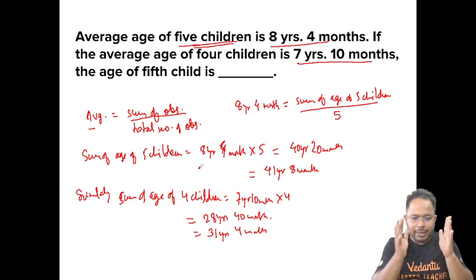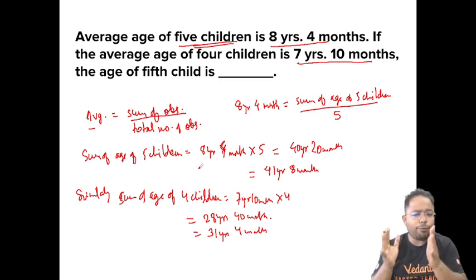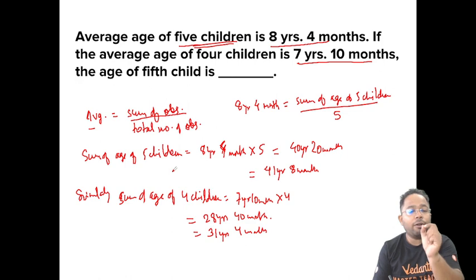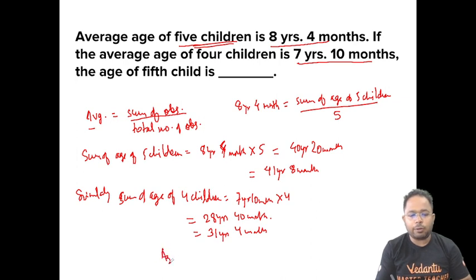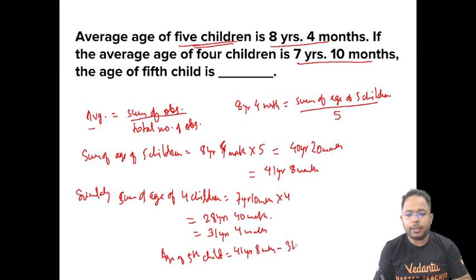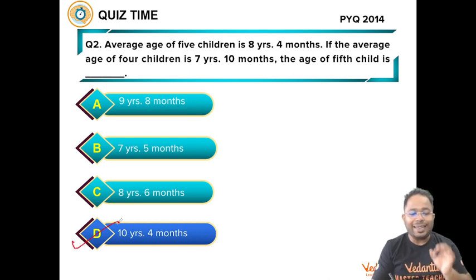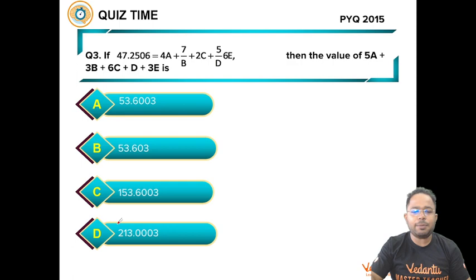Now if we subtract the sum of the ages of 4 children from the sum of the ages of 5 children, we will get the age of the 5th child, the value of the 5th observation. So the age of the 5th child would be 41 years 8 months minus 31 years 4 months. 41 minus 31 is 10 years, 8 months minus 4 months is 4 months. So this is our correct answer, and this was in our D option. Okay, let's move on to the next question.